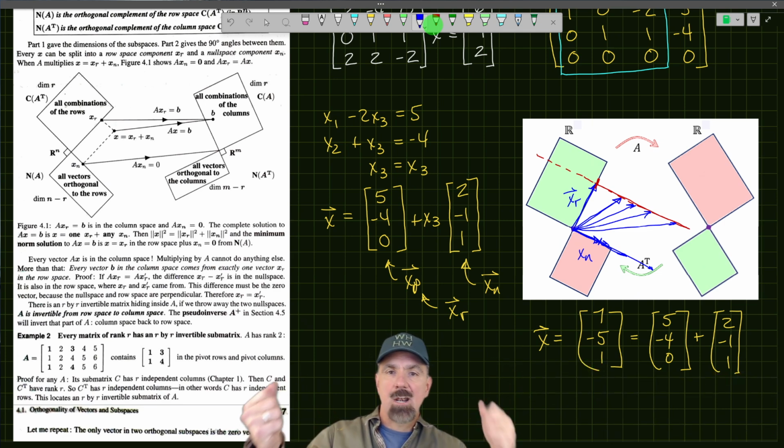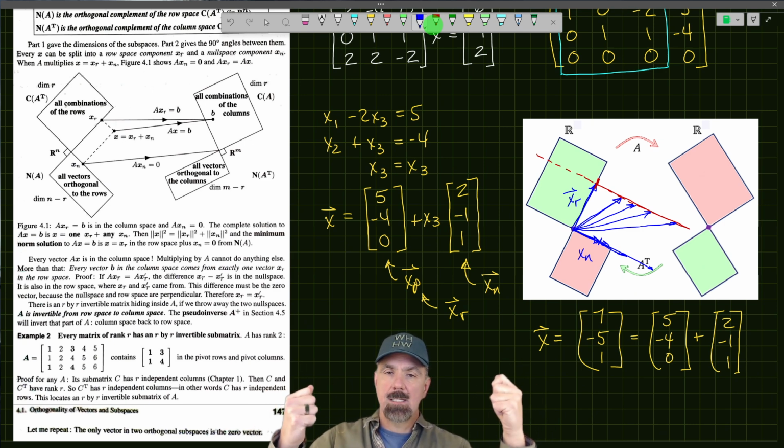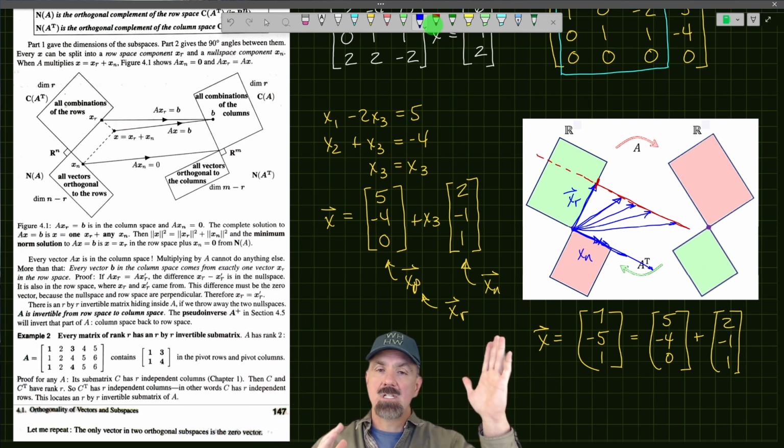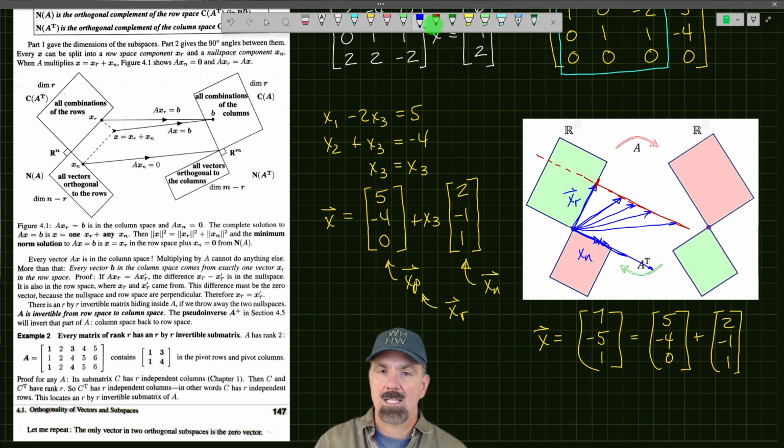So the pieces that are in the two separate spaces can be compressed down to 0 using projections, which is the conversation for next lesson. It's an extremely important idea for us.